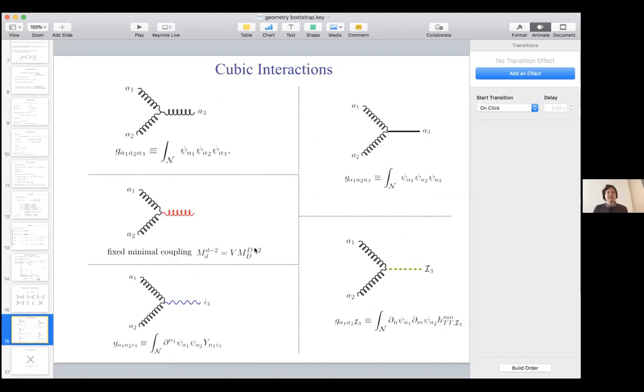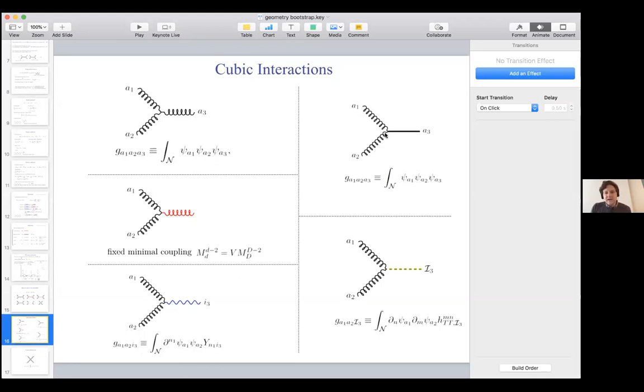So if we look at these cubic vertices, here is the cubic vertex for 3 different massive spin 2s within the massive spin 2 tower. And this cubic vertex is going to be proportional to a triple overlap integral of 3 of the scalar eigenfunctions. Here's the cubic vertex between 2 massive spin 2s and the massless graviton. There's no free coefficients there. That's going to be fixed basically by minimal coupling. Here is cubic interactions between the massive spin 2 and the massive vector tower. That's going to be proportional to this triple overlap between 2 scalar eigenfunctions, one of the vector eigenfunctions, and one insertion of a derivative here.